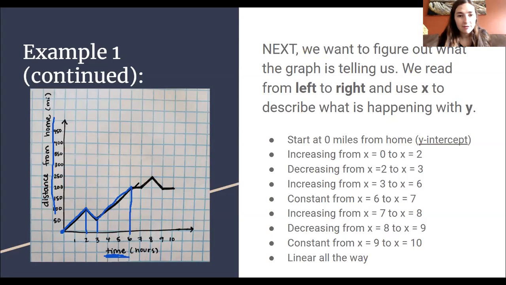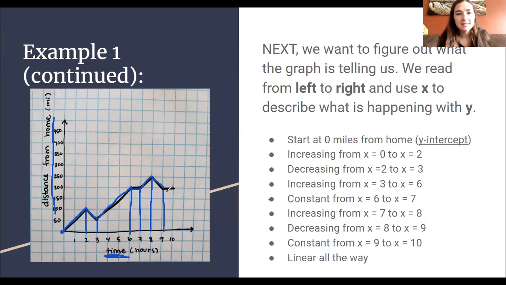And then from 6 hours to 7 hours, it's just solid, just constant. From x equals 6 to x equals 7. So we're right here in case you want to follow along. Okay, and then from 7 hours to 8 hours, we're increasing once again. So you can see that there. And then we're decreasing from x equals 8 to x equals 9.